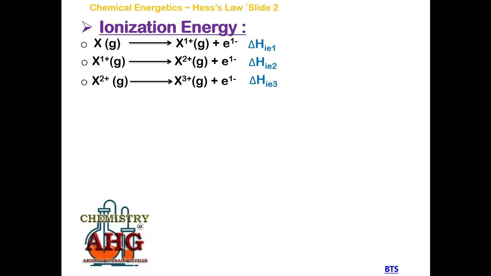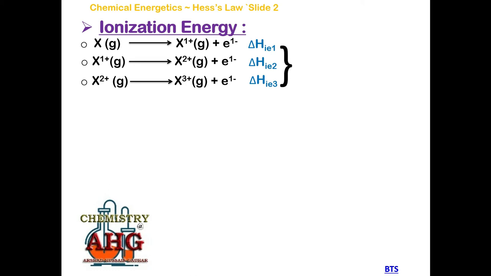Always electrons are removed, and mostly whenever electrons are removed, they are written on the right hand side of the equation. Second thing, whenever electrons are removed, we get positively charged ions: unipositive, dipositive and tripositive ion. Now, how to define these three types of ionization energy? Again, it is very simple.